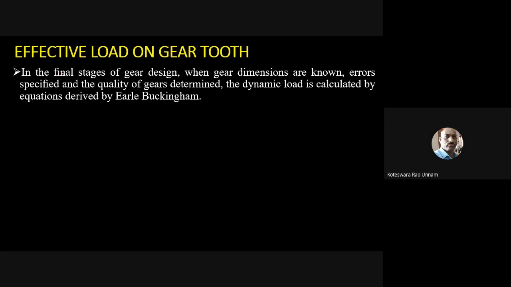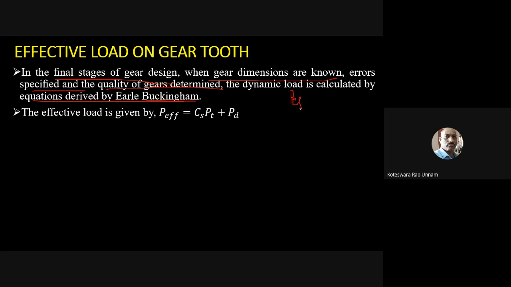Or else, if you don't want to go with those assumptions, and you want the precise value for the dynamic load, that is given by Buckingham. In the final stage of gear design, where gear dimensions are known, errors are specified, and the quality of gears is determined, the dynamic load is calculated by the equations derived by Buckingham. In that case, the effective load. If you want to consider the elastic factor, your effective load we write as P effective equal to CS into PT divided by CV.